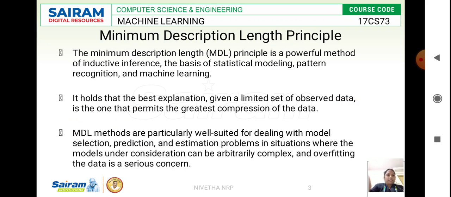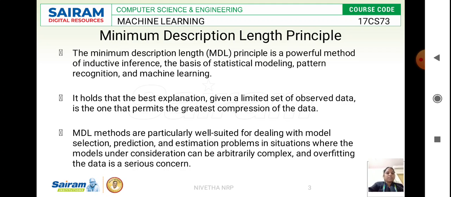So what is MDL? MDL is nothing but the minimum description length principle. What is this actually? It is a principle which is used as a powerful method for inductive inference and as a basis of statistical modeling, pattern recognition, and machine learning.